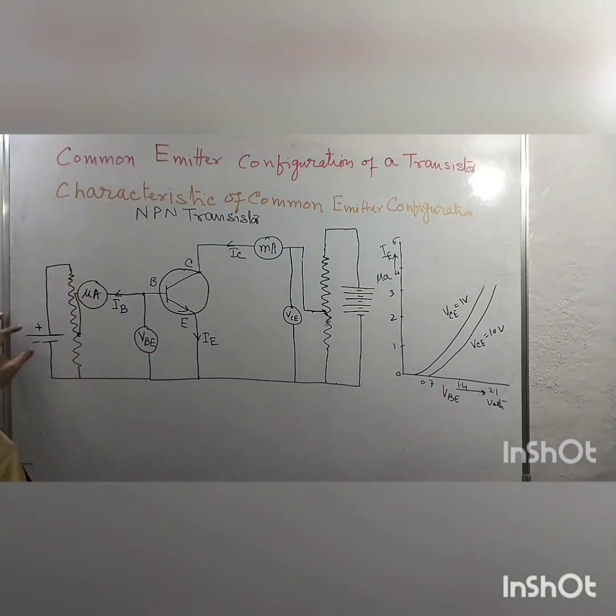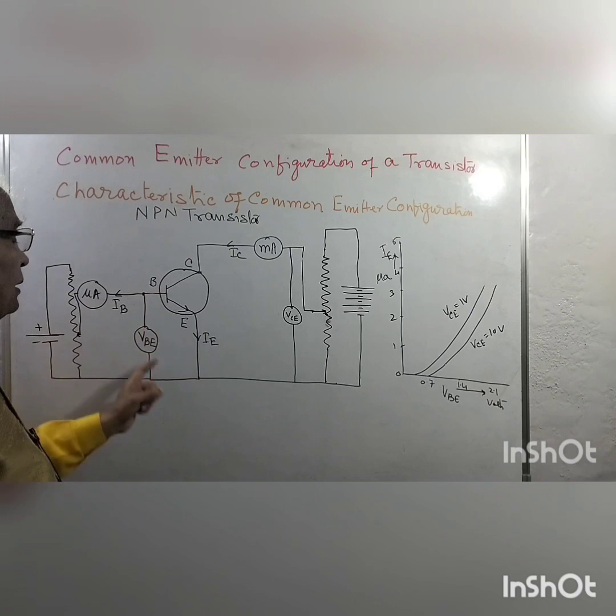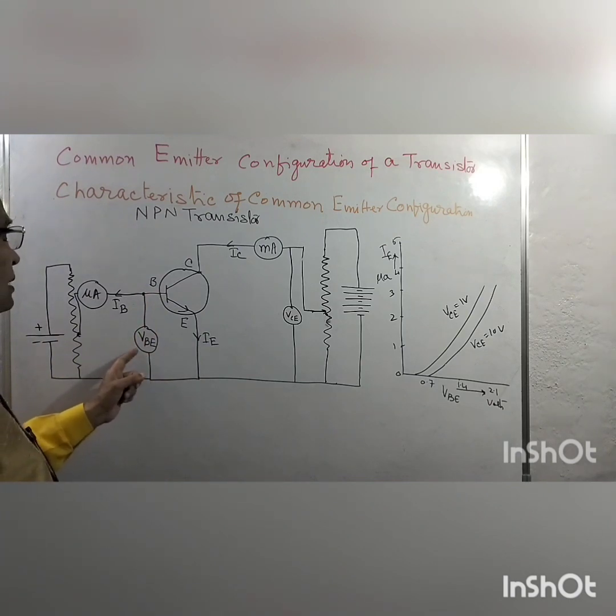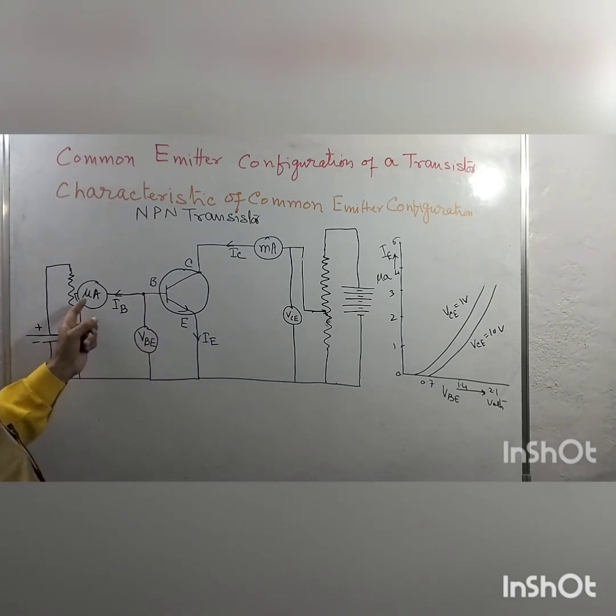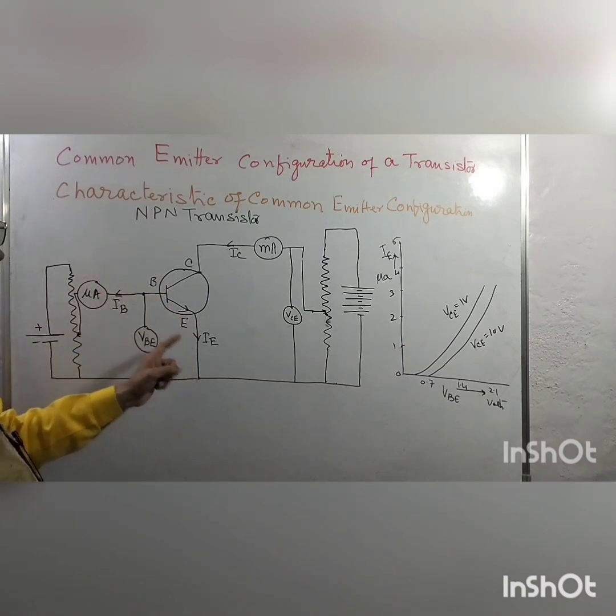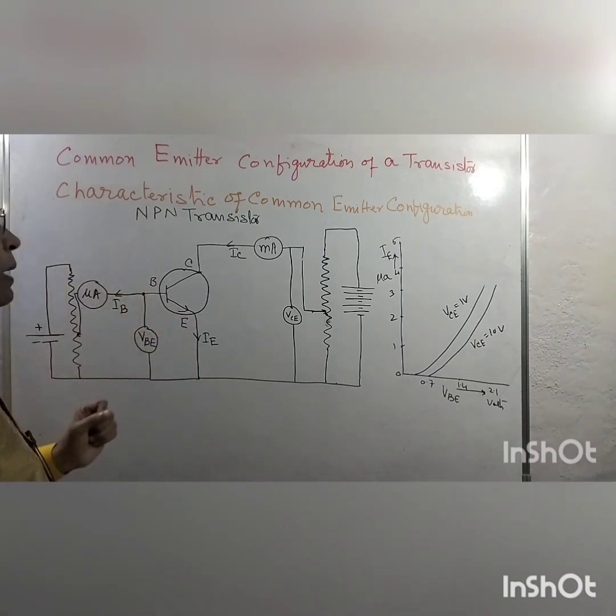We have a small battery and we make a potential divider using a resistor, and we take the variable terminal and connect it here. So this is the current meter, a microammeter, connected here to the base. And this voltmeter is to measure the voltage between B and E. So this measures VBE, and this measures the microammeter current IB. So this is the emitter base circuit, forward biased.